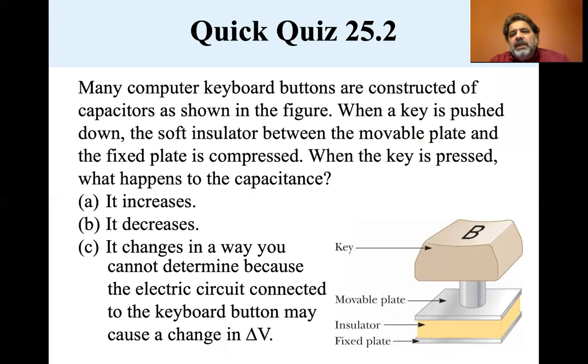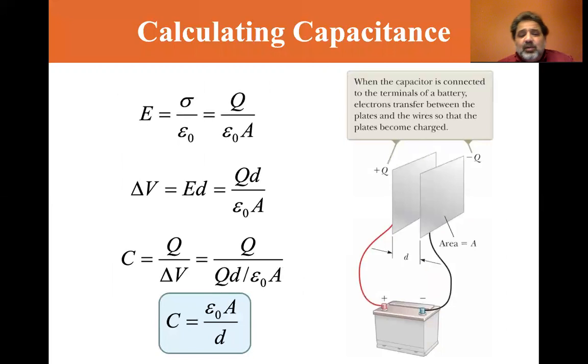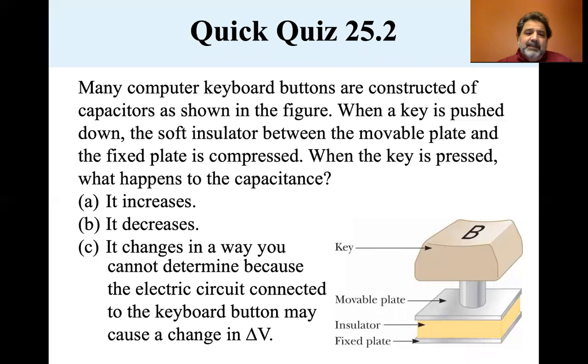Many computer keyboard buttons are constructed of capacitors as shown in the figure. When a key is pushed down, the soft insulator between the movable plate and the fixed plate is compressed. When the key is pressed, what happens to the capacitance? So if the key is pressed, what's happening? d is becoming smaller. So if d becomes smaller, what happens? Does it (A) increase, (D) decrease, or change in a way you cannot determine because the electric circuit connected to the keyboard button may cause a change in delta V? No, the answer is it increases.